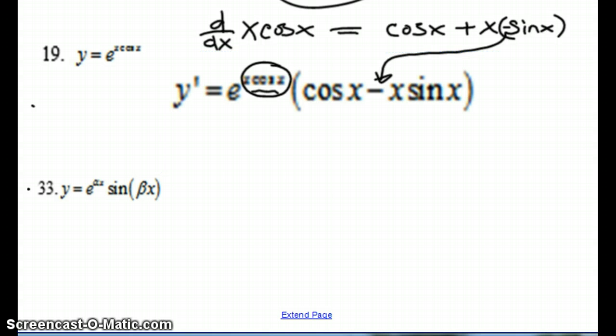So in 33, we have a product again. Each piece of the product, however, has another embedded function, so we'll need chain rule twice here. Press pause, give it a try.